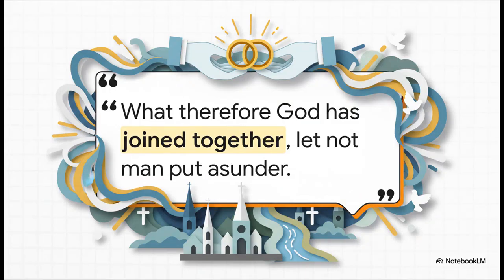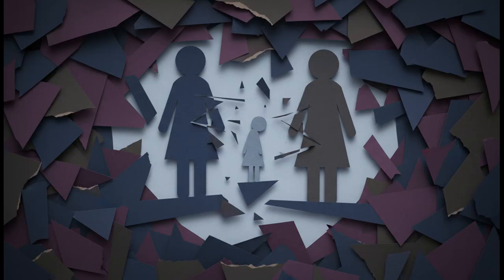And it all comes back to this one single sentence. This is the absolute foundation of his entire teaching. "What therefore God has joined together, let not man put asunder." See, that frames marriage as a divine act, something God creates, which means human beings don't have the authority to just undo it.